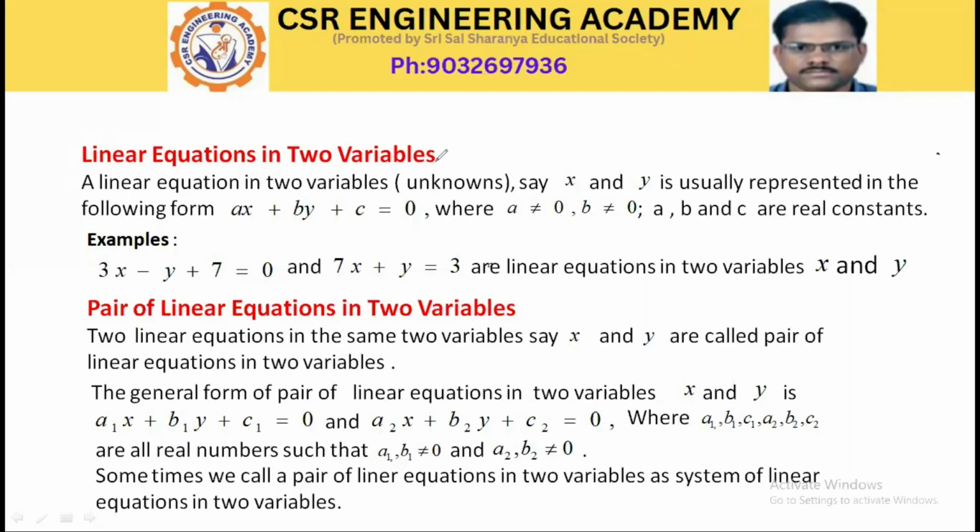Equations in two variables. A linear equation in two variables, say x and y, is usually represented in the following form: ax + by + c = 0, where a ≠ 0, b ≠ 0, and a, b and c are real constants. Examples: 3x − y + 7 = 0 and 7x + y = 3 are linear equations in two variables x and y.